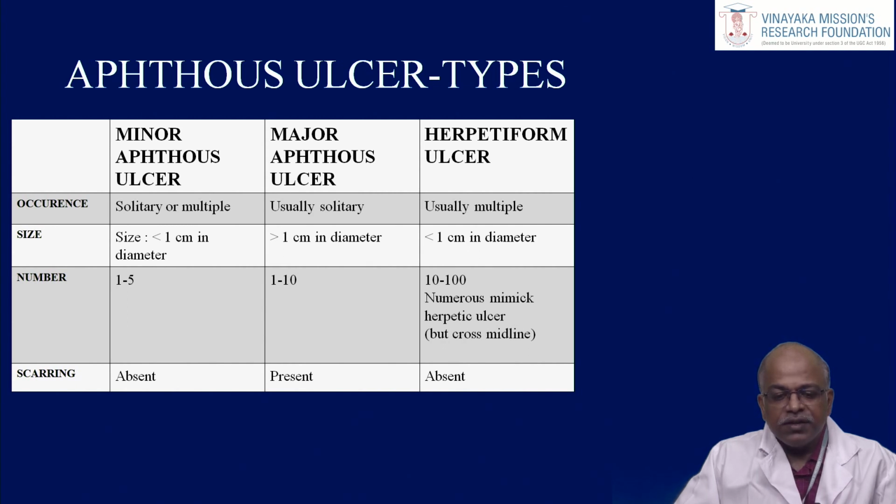Aphthous ulcer types are classified as minor aphthous ulcer, major aphthous ulcer, and herpetiform ulcers. The minor and major differ by size: less than 1 centimeter is a minor aphthous ulcer, more than 1 centimeter in diameter is a major aphthous ulcer. Sutton's disease is characterized by major aphthous ulcer. Usually scarring is present in major aphthous ulcer and absent in minor and herpetiform ulcers.